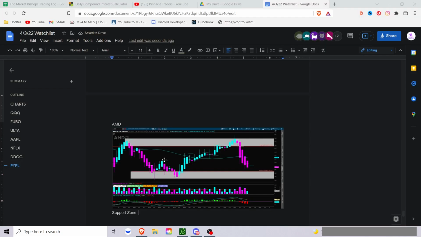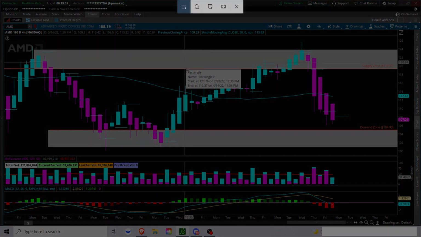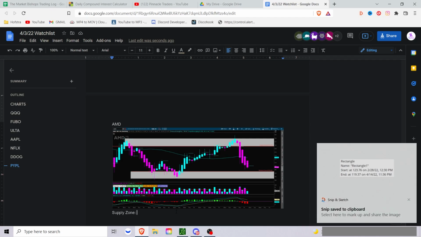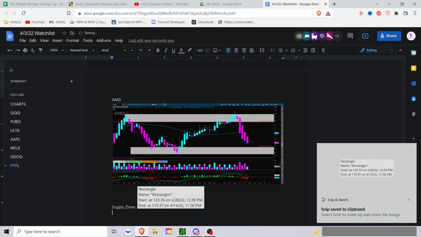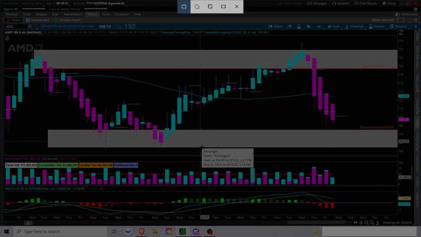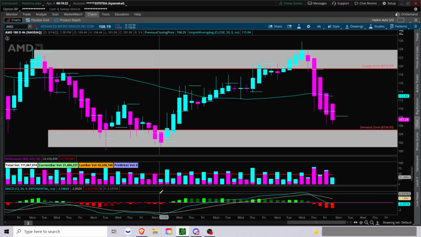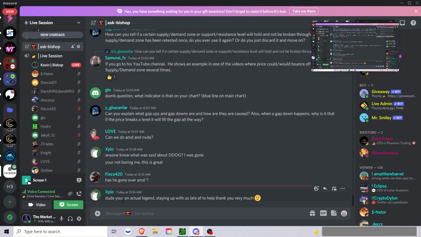So the support, not support, so stupid. The supply zone is from 119.37 to 123.76, and then we have the demand zone from 104.93 to $100.09. So that's AMD, since I've been pushing that off.